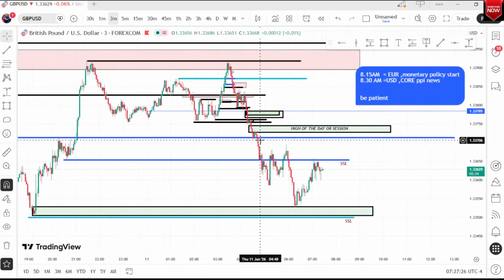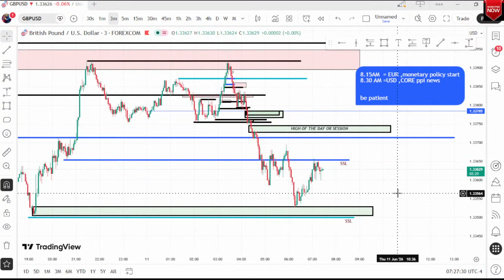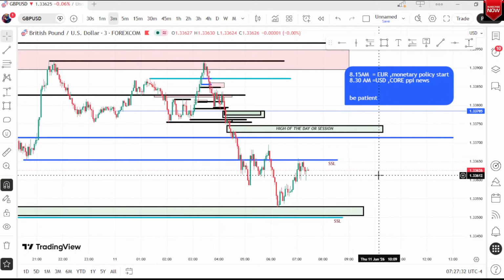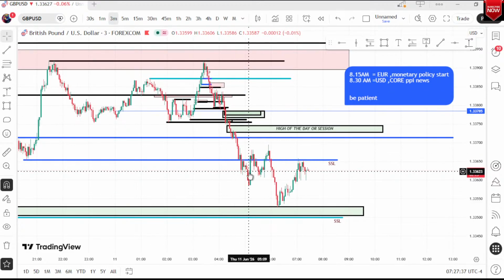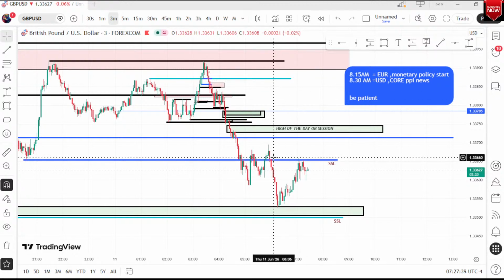But since we're doing live stream in all sessions, we're going to wait and see. This price can consolidate, but this price action has already happened here. You see this decline, smooth. Let's wait and see what price will do.